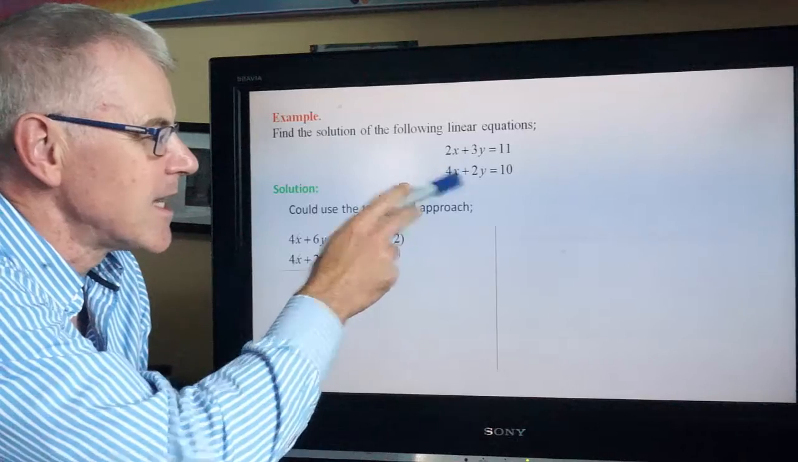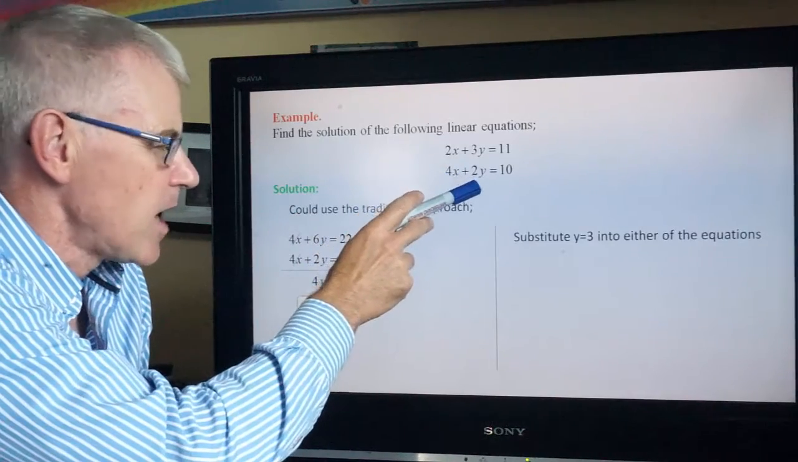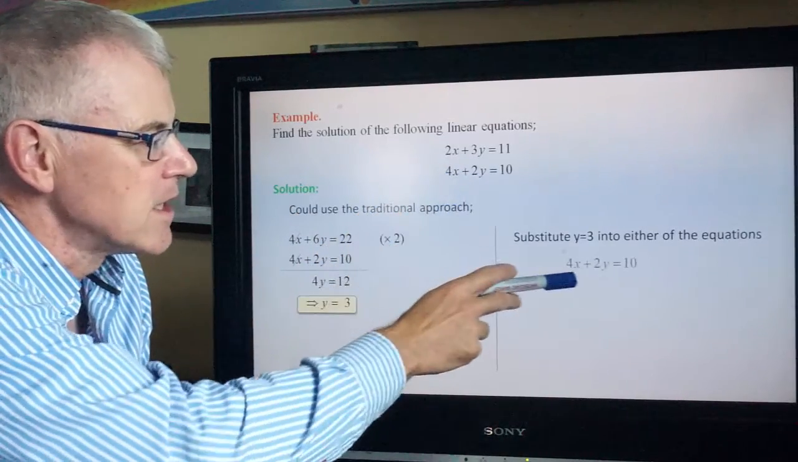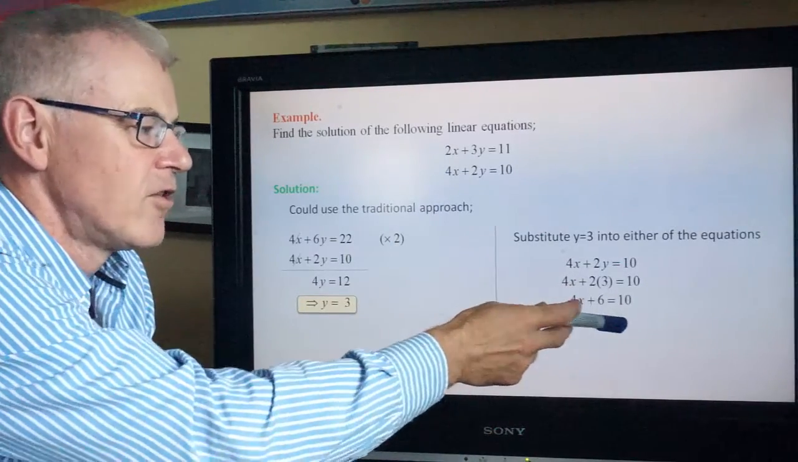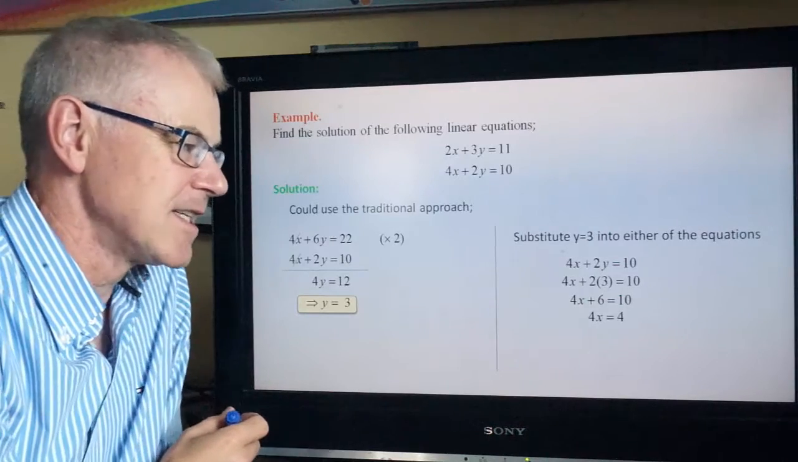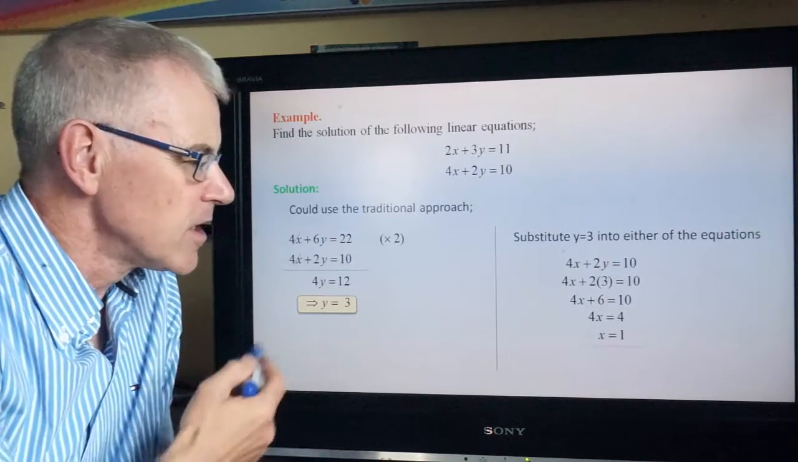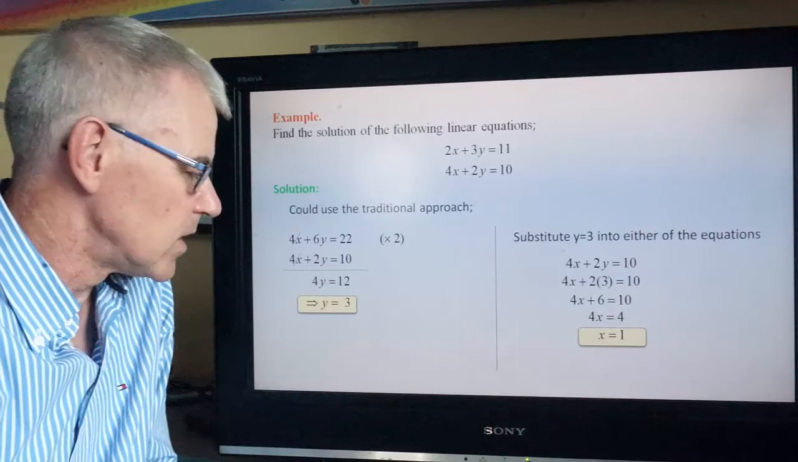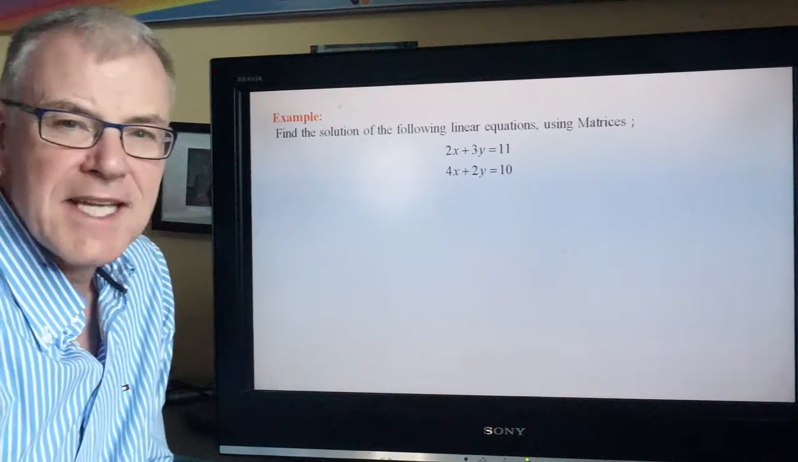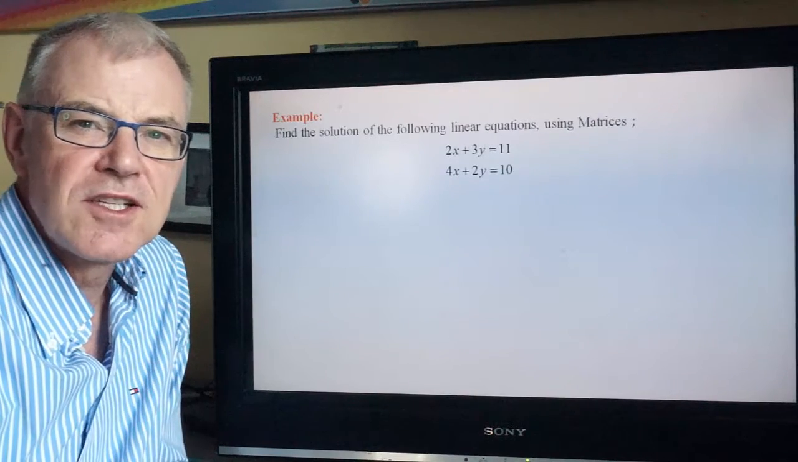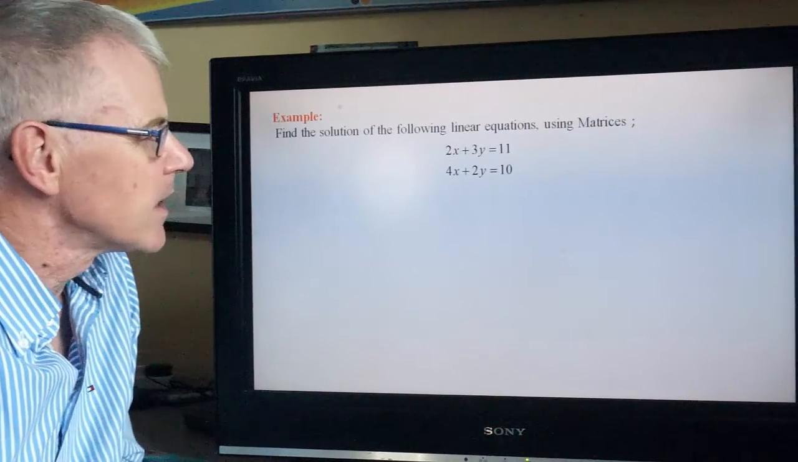So let's take the second equation here and putting y for 3, we get 4x plus 2 times 3 equals 10, 4x plus 6 equals 10, 4x equals 4, and x is equal to 1. So using the traditional method, we find that x is 1 and y is equal to 3. So now let's have a look at the same question, but this time we'll try to solve it using matrices.